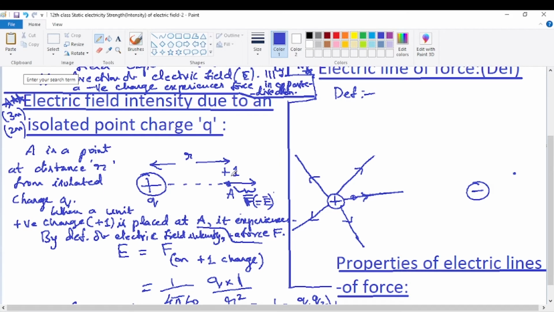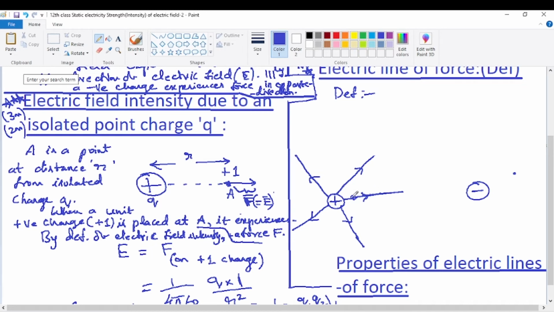So for the sake of uniformity, everything in electricity is defined using positive charges. That is, using a positive test charge, whether it's a unit positive charge or a tiny positive charge. The electric field can be due to a positive charge or due to a negative charge, that doesn't matter. But definitions are given only using positive charges: force on unit positive charge.